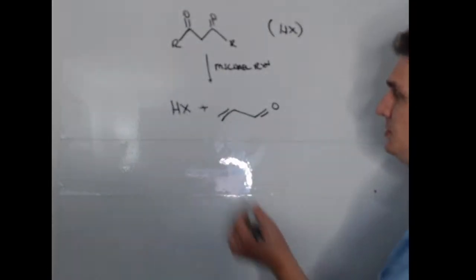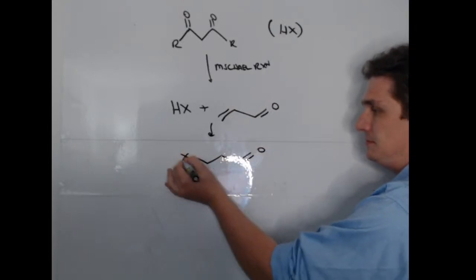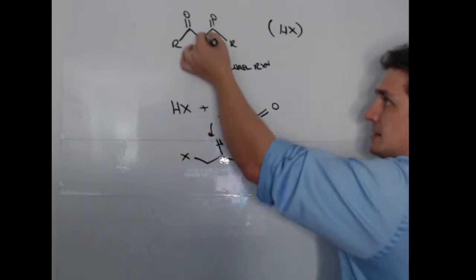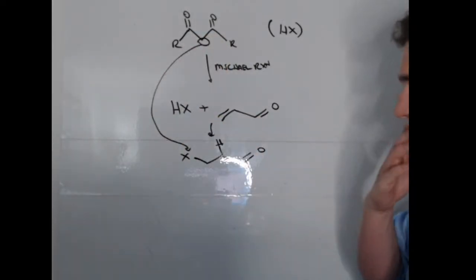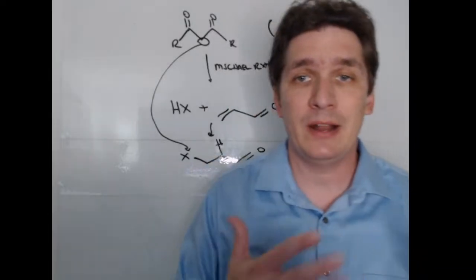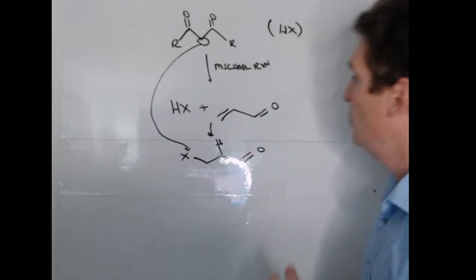And when you finish with the HX addition, X here is just going to be that. And I think the packets do this, that you start by writing out the Michael product. The next thing you need to ask yourself is, what is R?